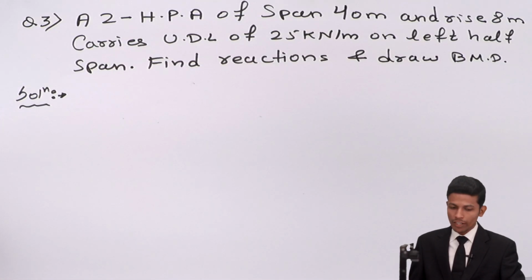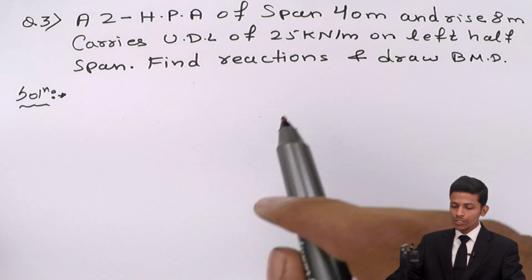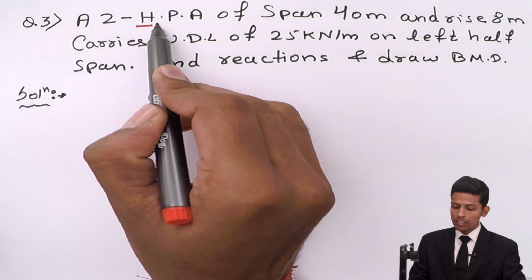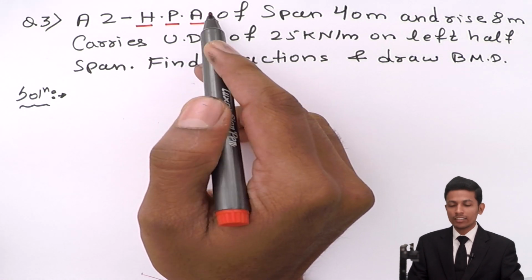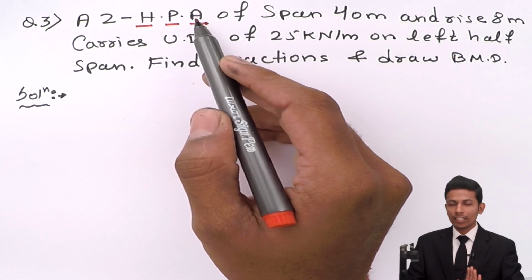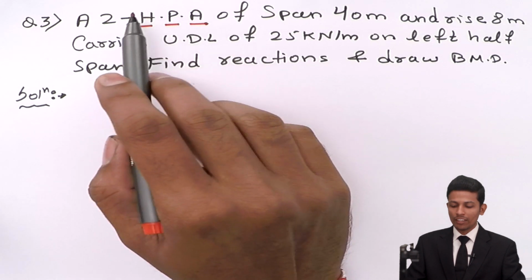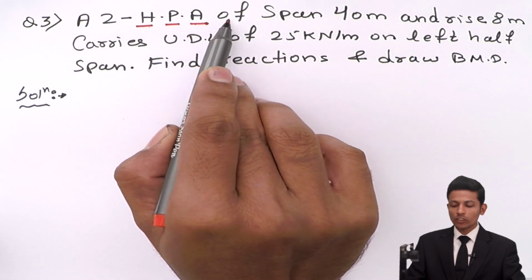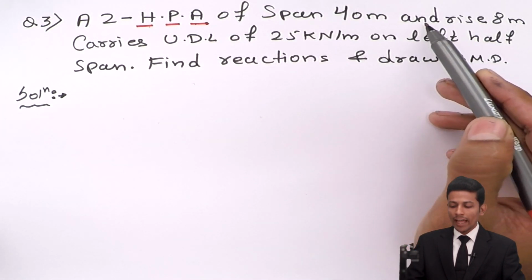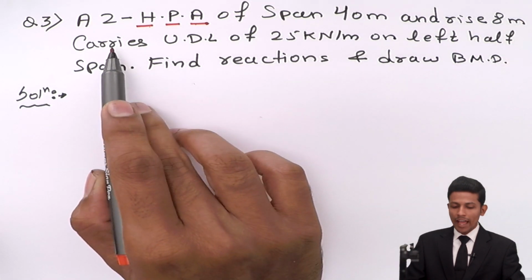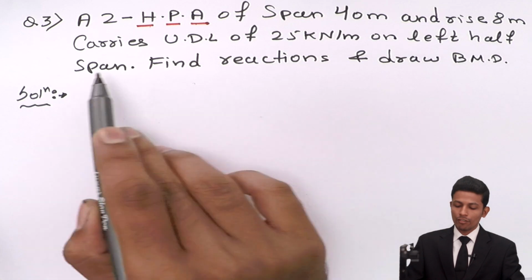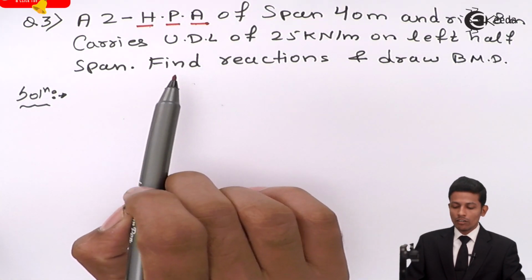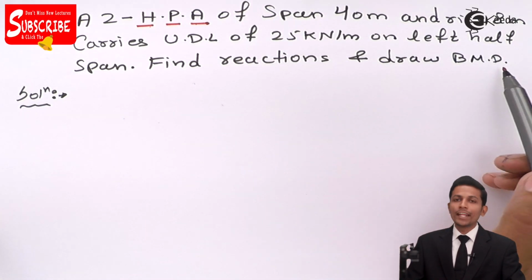Now see, this is a question given to us, friends. A two hinge, this is nothing but two hinge parabolic arches. It's the short form of two hinge parabolic arches. When I am writing in the exam, I will write the full form. A two hinge parabolic arch of span 40 meter and rise 8 meter carries UDL of 25 kilonewton per meter on the left half of the span. Find reaction and draw bending moment diagram.